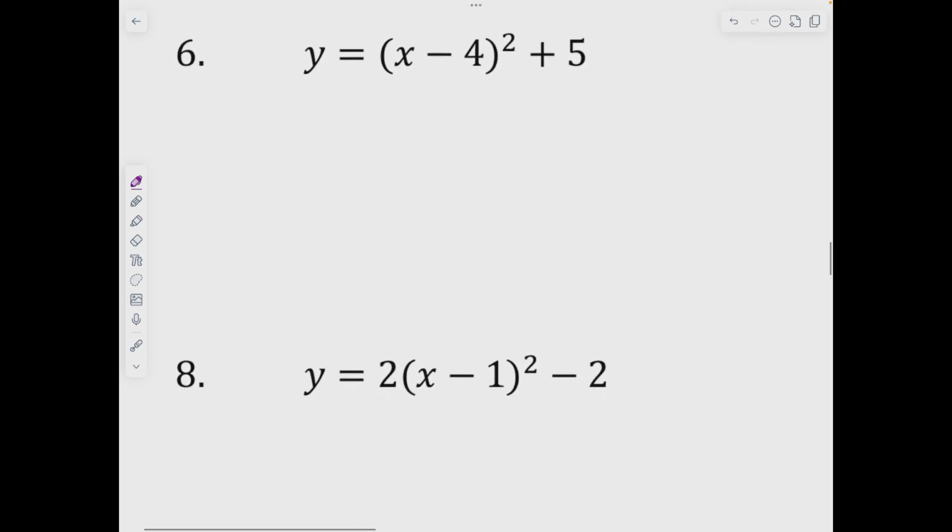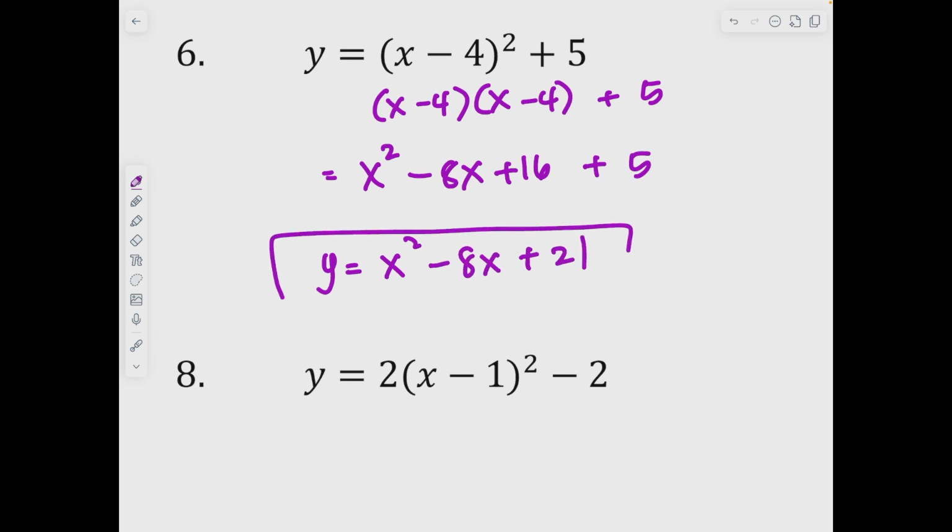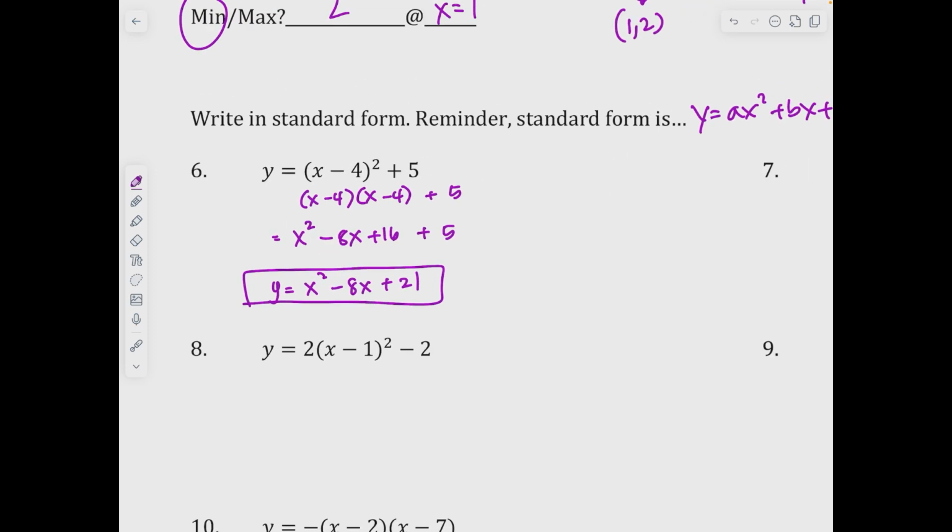So for number 6, order of operations, this just means I have x minus 4 twice. When you try to FOIL this, first, outer, inner, last, what you're going to notice is you can do outside and inside together. This is just a minus 4 and another minus 4. Minus 4 and minus 4 makes minus 8, so minus 8x. Plus 16 plus 5. So therefore, I have y equals x squared minus 8x plus 21. And so this would be my answer in standard form.